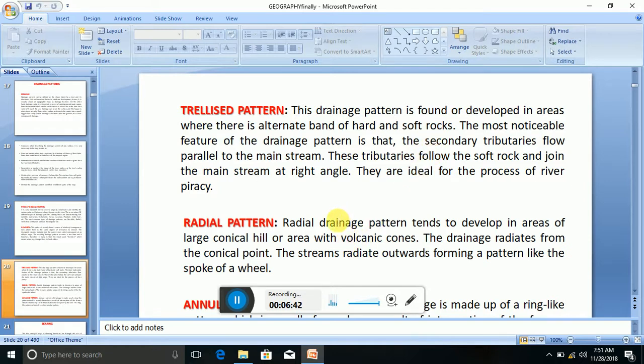Now let's look at radial pattern. Radial drainage pattern tends to develop in areas of large conical hills. So whenever you hear the words large conical hill or area with volcanic cones, then we are talking about radial pattern. The drainage radiates from the conical point. The streams radiate outwards, forming a pattern like the spokes of a wheel.